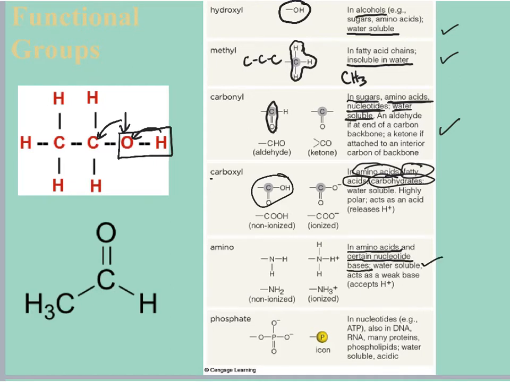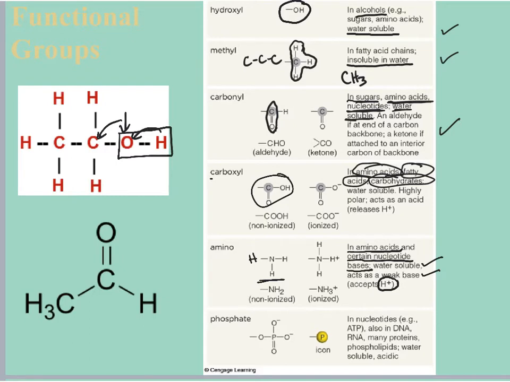They do dissolve in water. They are water soluble. They also act as a weak base, so they can pick up hydrogen ions in solution. Remember when we were learning about pH and the pH scale? Substances that are able to accept hydrogen ions or pull hydrogen ions out of solution are going to be considered bases. So here's an amino group that still has an available slot for being able to pick up a hydrogen.